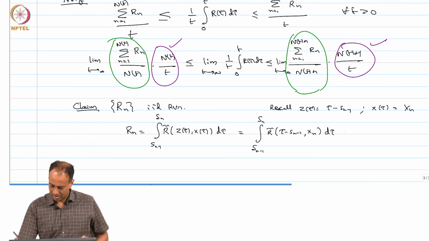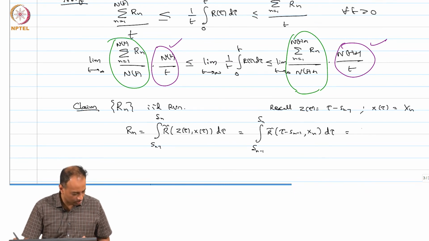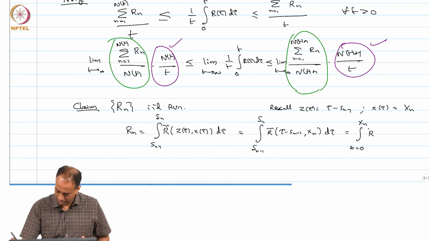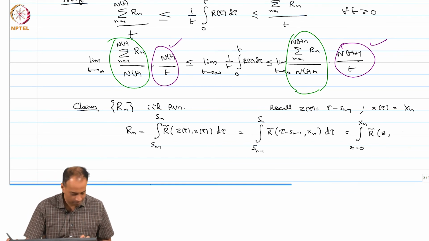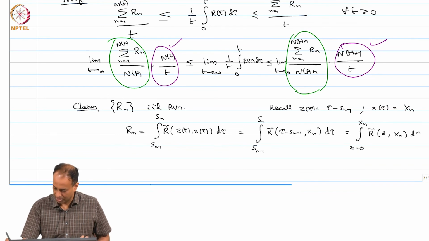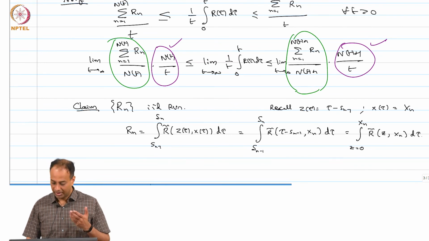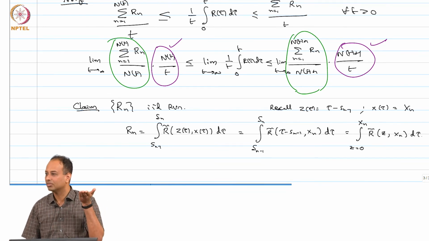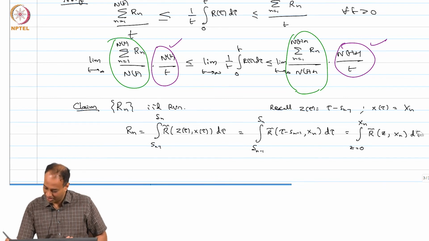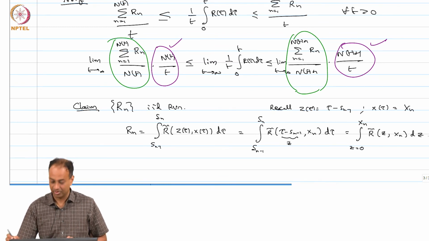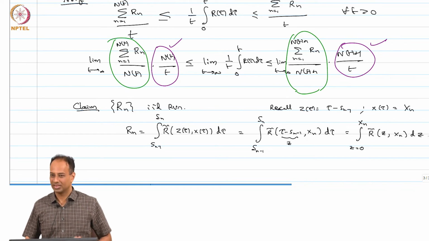d tau, which you can rearrange by just a variable change to some z, integrated from 0 to xn of r tilde z comma xn, d tau. Okay, what have I done? I have put tau minus Sn minus 1 equal to z, right. So, the z integral will go from 0 to xn, correct, that is all that I have done. Sorry, I have changed the variable of integration, have I not? So, tau minus Sn minus 1, I am putting as z, right. So, this should be dz, it is just a simple variable change.